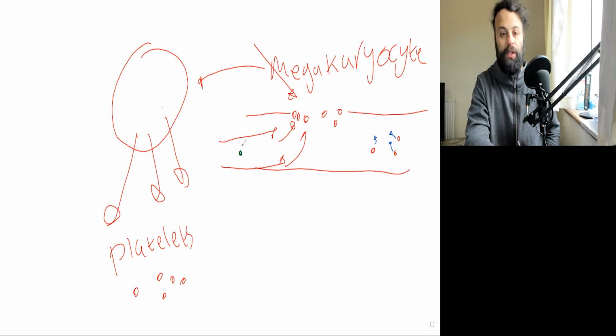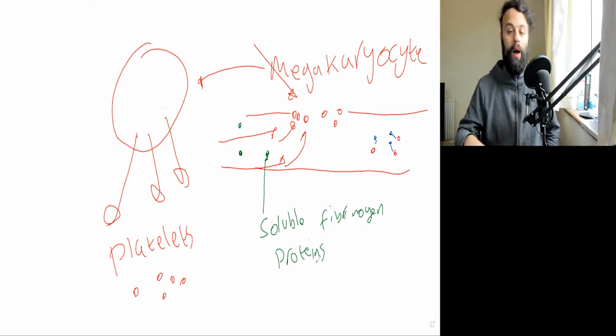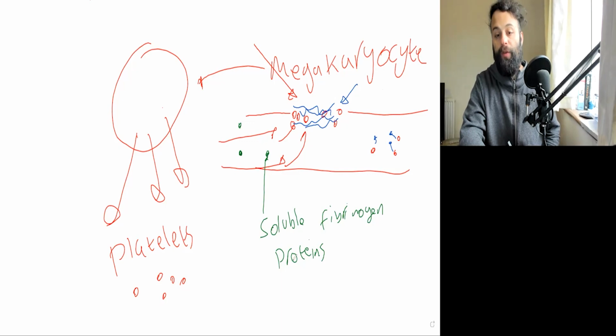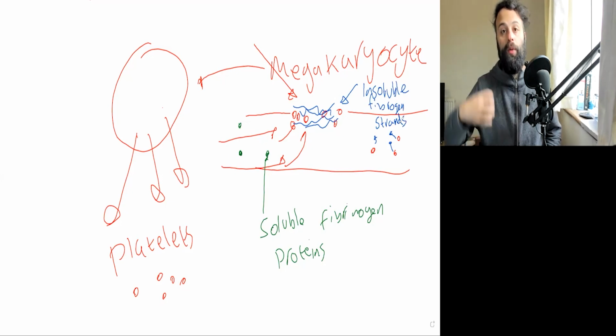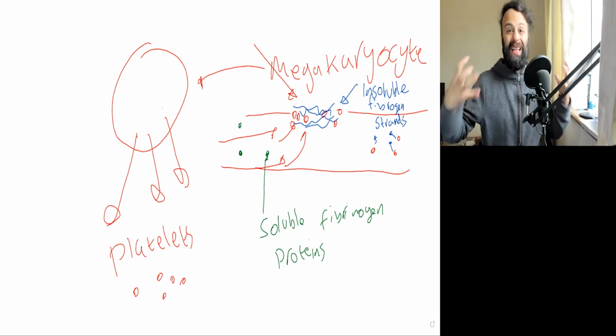In your blood, there is something else that is floating about. And what we call this is soluble fibrinogen proteins. So they have dissolved in your blood. And what ends up happening is they turn into, I'm drawing these blue lines over here, so the soluble fibrinogen proteins turn into insoluble. So they don't actually dissolve. So they turn into insoluble fibrin strands, which help seal it up with the activated platelets.